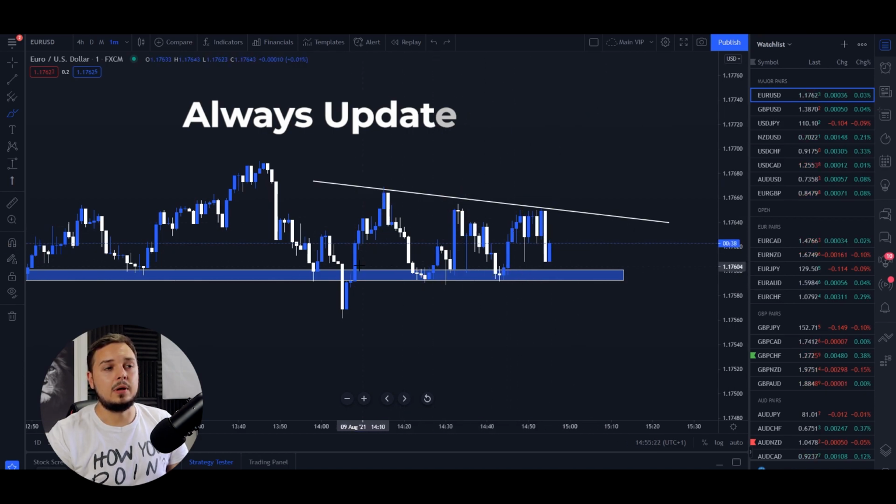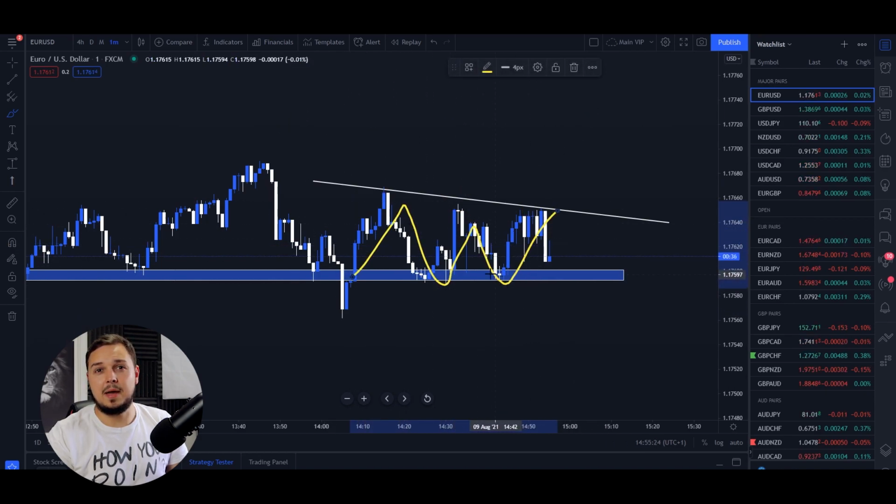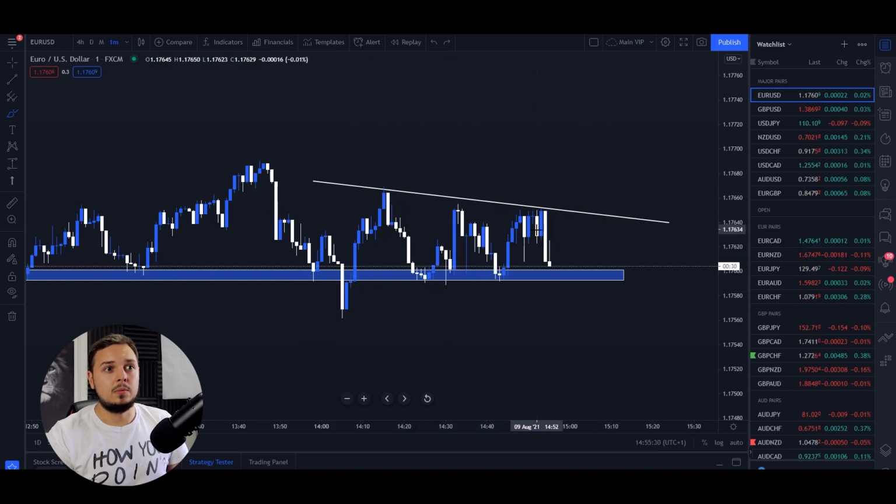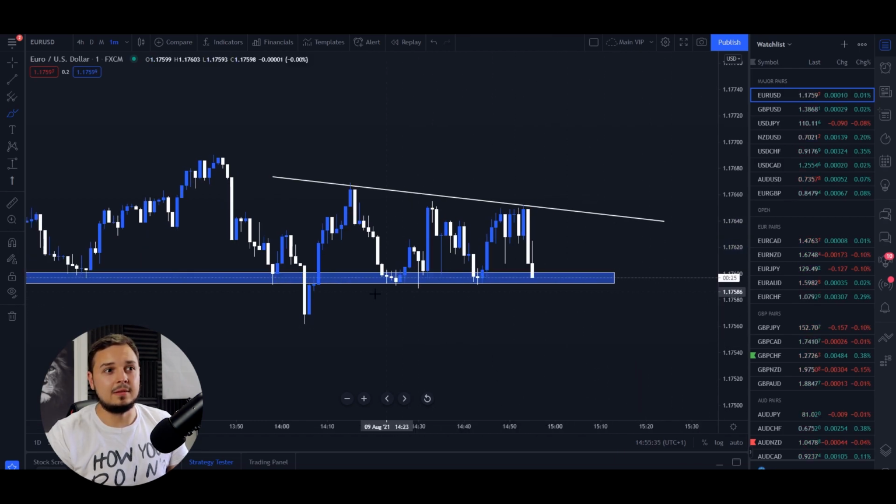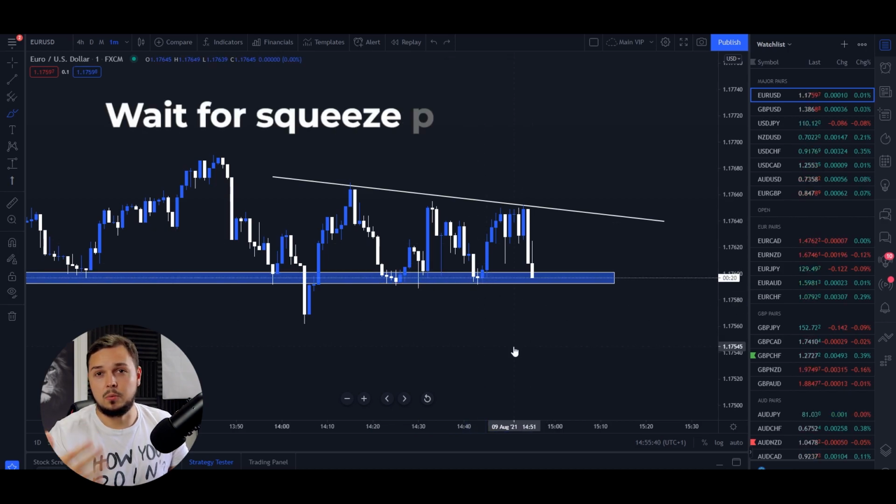So now we are seeing a nice squeeze pattern, a little consolidation zone over here, which is nice. We can see a nice bearish engulfing candle developing. Now, where we're going to enter this trade, as you can see, this area of support has been fairly strong on the 1 minute time frame.